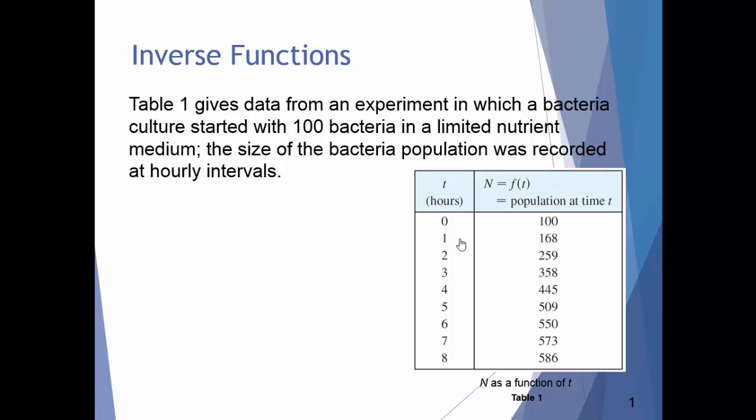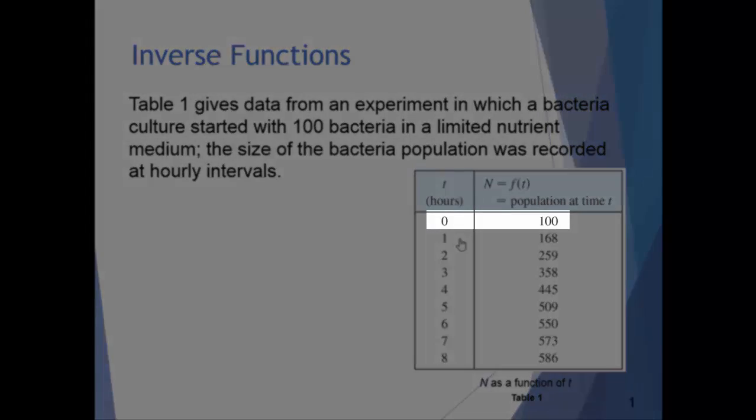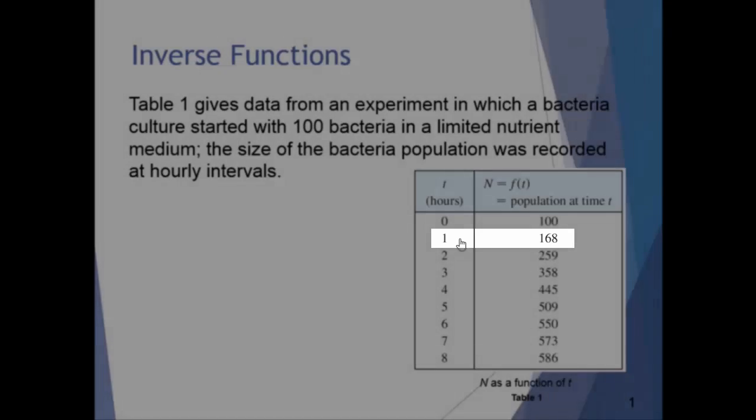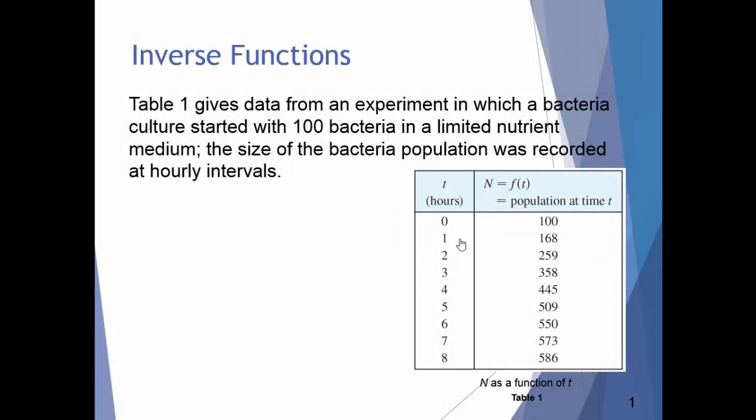So this is a table, you've probably seen something very similar to it before. For example, at 0 hours there were 100 bacteria, at 1 hour there were 168, etc. What we say about this particular set of data is that n is a function of t. Meaning, if you want to know what n is, the dependent variable, the number of bacteria in the population, you would need to know the time as an input and get a population as an output.